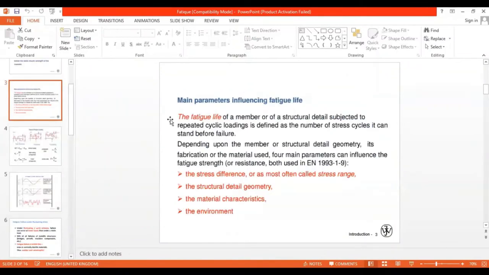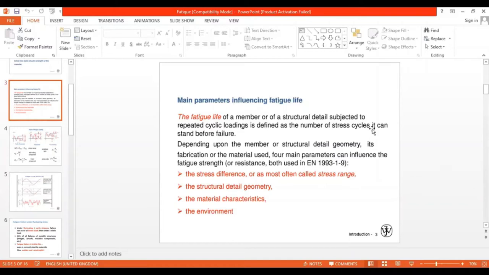Then we'll see the main parameters influencing the fatigue life. The fatigue life of a member or of a structural detail subjected to repeated cyclic loading is defined as the number of stress cycles it can stand before failure. Repeated cyclic loadings, again and again, it is subject to that particular cyclic loading. So how many cycles it will stand before it results in failure.